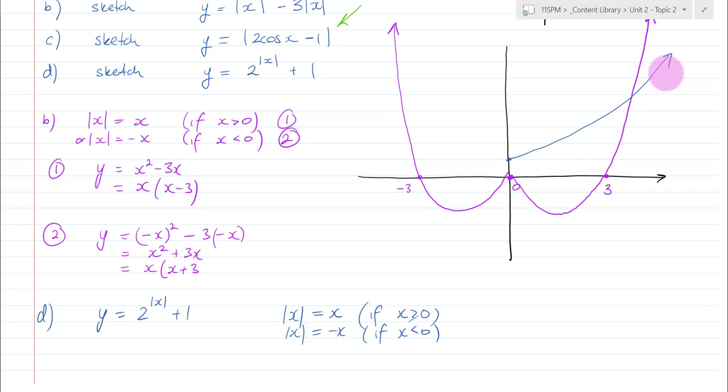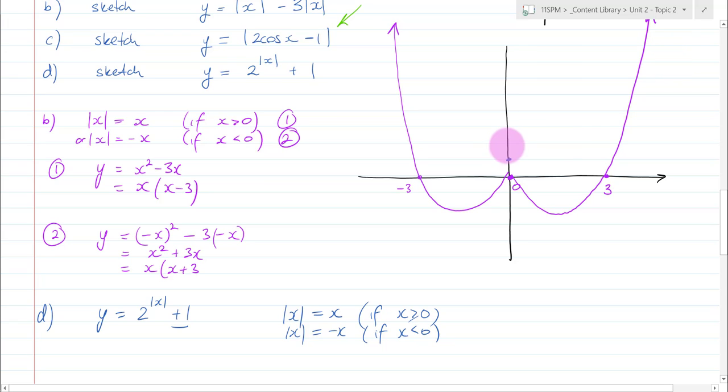So we get that reflection, except in this case, and I've just realised I've forgotten about that plus 1, so I'm just going to rub that out. In this case, it goes through 0, 2, because 2 to the power of 0 is 1, 1 plus 1 is 2, and so it's an exponential function that goes like that, and then it goes like that. You've got to be careful here, and I've not done a very good job of it, but an exponential is not going to be a smooth curve here.